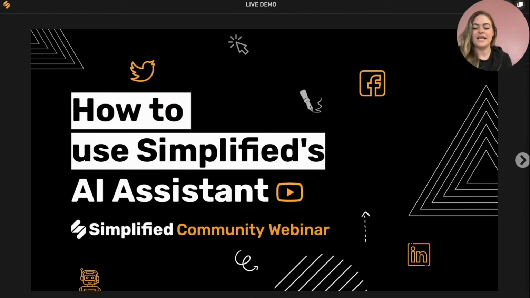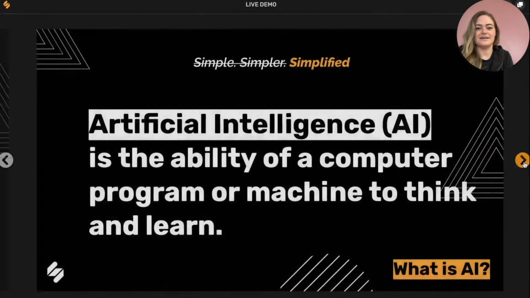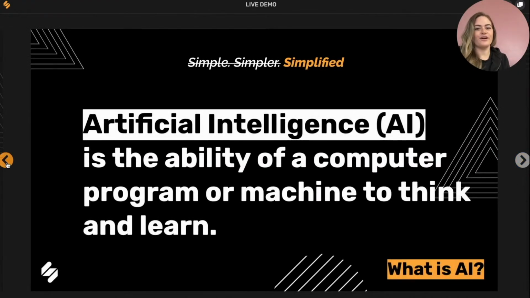Today, we'll be going over what is AI, how can AI help me, and what can I generate using Simplified's AI assistant. AI stands for artificial intelligence, and it's the ability of a computer program or a machine to think and learn. AI is here to help you do more. It's here to enhance humans and help our workflows go faster, and really help us to get more done and help us to look smarter and help us to reach our deadlines sooner.